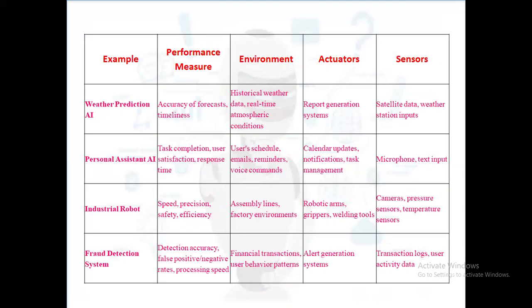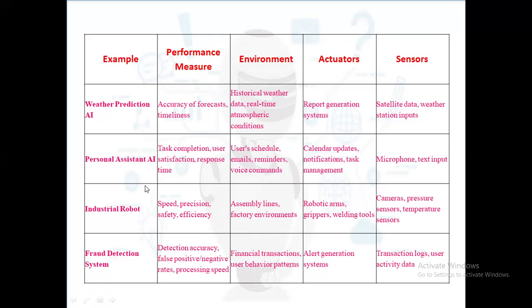Next important application is weather prediction. Nowadays, we people are using it. What are we doing in this weather prediction? Weather prediction AI processes data from satellites and weather stations to forecast atmospheric conditions. It gathers input through sensors like satellite imaging and weather instruments and uses actuators like a report generation system to disseminate predictions. Its performance is assessed by the accuracy and timeliness of its forecast.